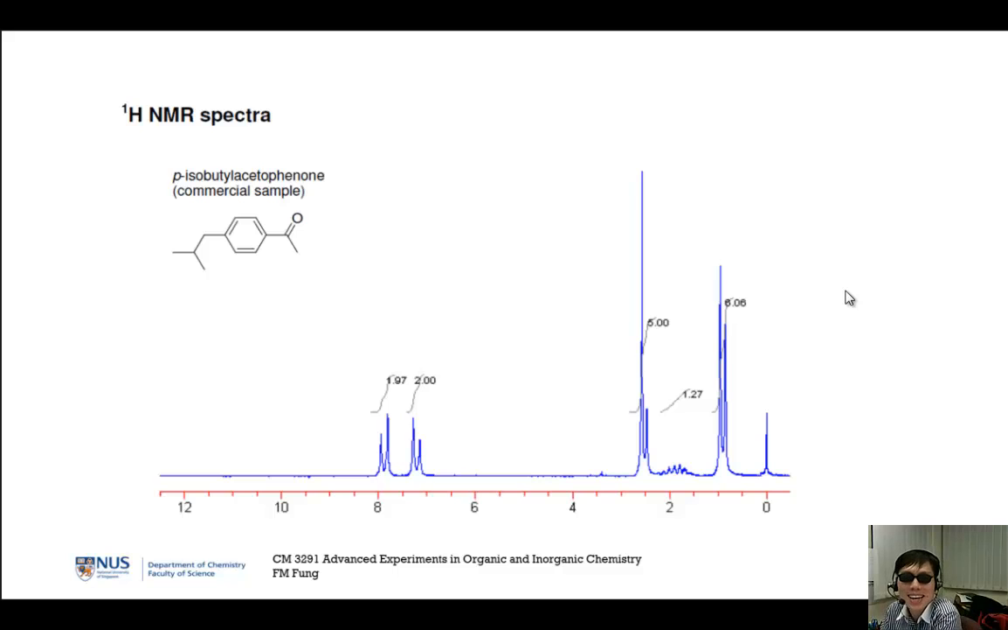Please go back and do some matching, not using this spectrum, because this is the one I give you. It is a reference. You should do it on your own NMR spectrum.